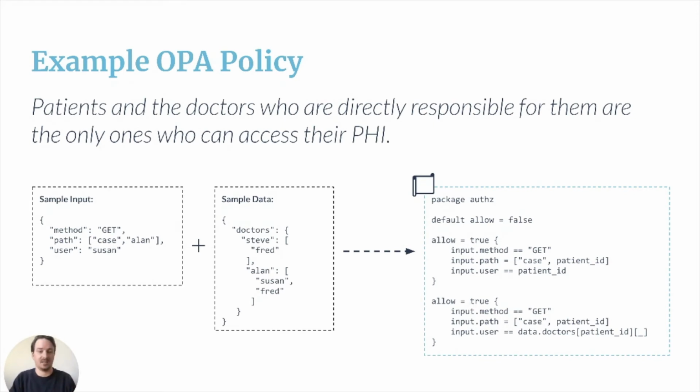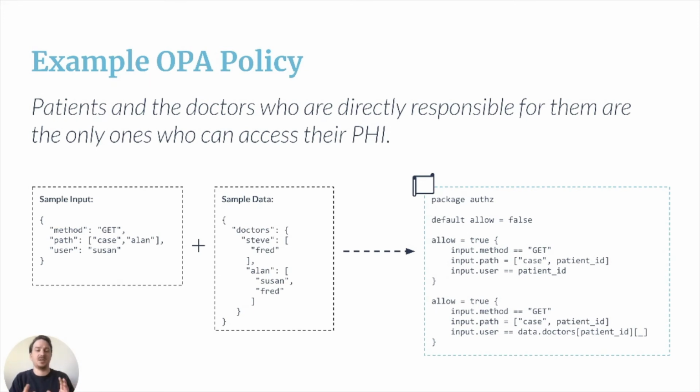This is a patient case. And here you can see from the sample input on the left, we have Dr. Susan is trying to access Alan's information. And we have the data there in the middle, which shows that Susan is in fact one of Alan's doctors. And on the right-hand side, you can see the two truthy statements, the top one allowing the patient to access their own information. But in this case, it's the second one, which enables the doctor who is responsible for that patient, or if they have a doctor listed as one of their doctors, that doctor will then be able to access that information.